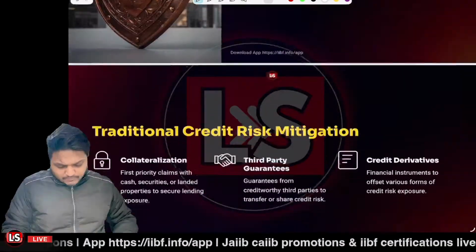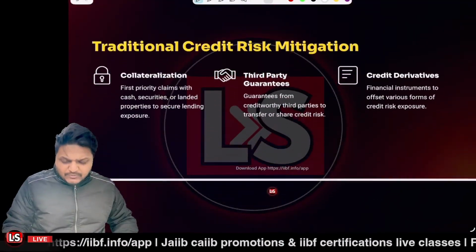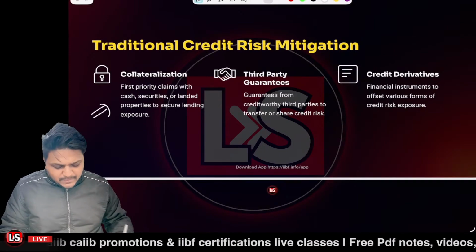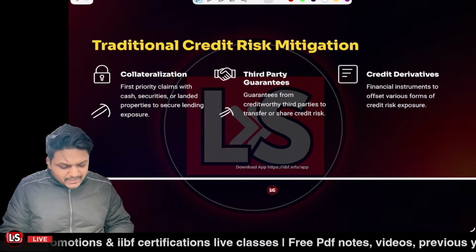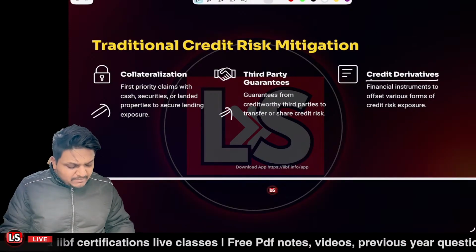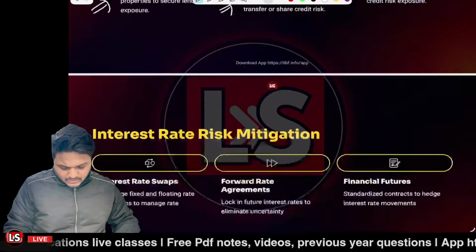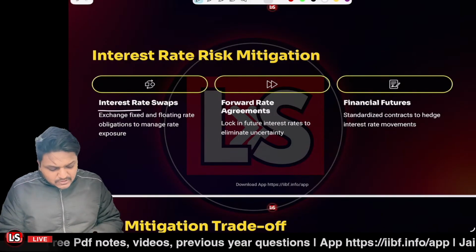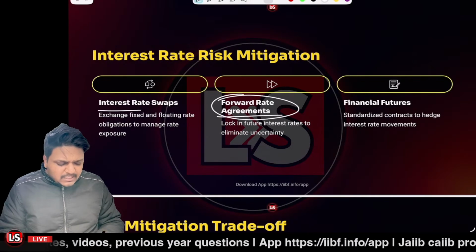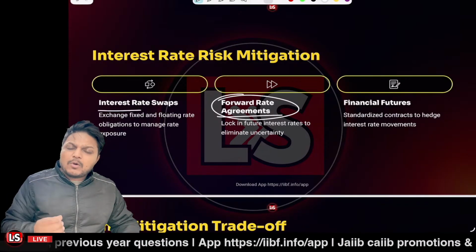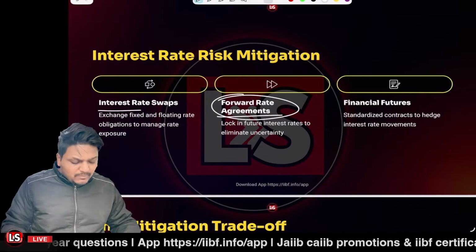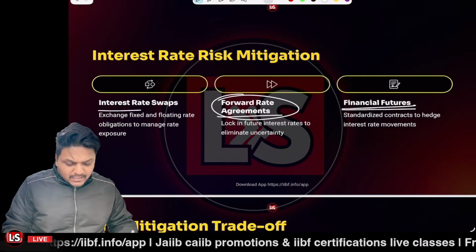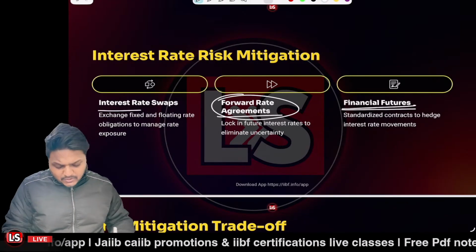Now, for traditional credit risk mitigation, we have different things. You can have collateral, you could go for third party guarantees, or credit derivatives can be used. Further, interest rate risk mitigation can be done by way of interest rate swaps and forward rate agreements. We'll be learning about them all in the coming chapters, so don't worry about it. Financial futures can be used, FRAs, forward rate agreements, and interest rate swaps.